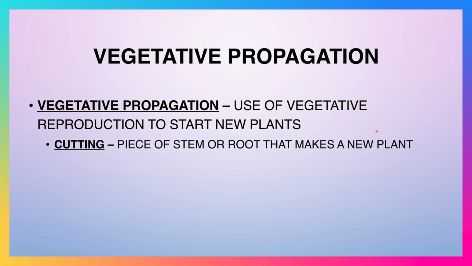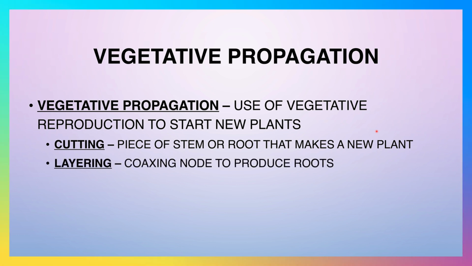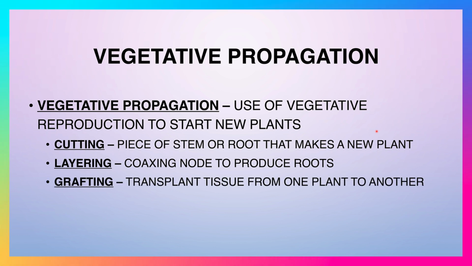One is called a cutting. A cutting is just taking a piece of a root or a stem and planting it and having it become a new plant. Layering is setting up a node. Remember from our previous discussion what the node was. Setting up a node and allowing it to produce roots and then transplanting it. Grafting, I think most of us have heard of grafting. Grafting is the transplantation of plant tissue from one plant to the other.